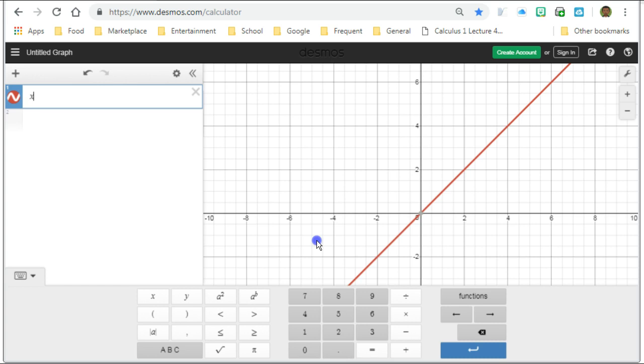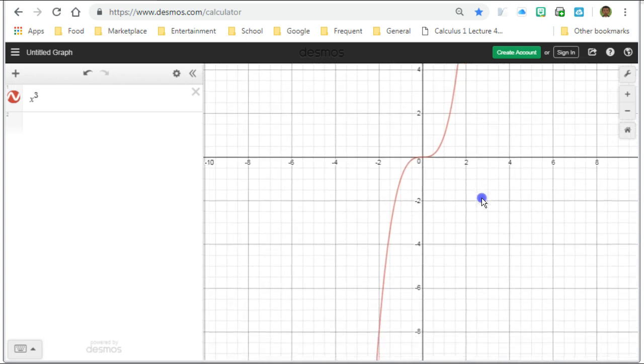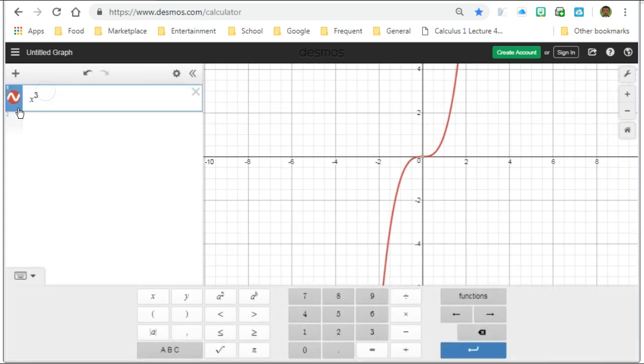If I have x to the third power, this is what your basic odd degree function is going to look like. It turns out that this is going to be the same no matter what the odd power is, and I'm just talking about the end behavior. If I made this the fifth power, notice that the end behavior stays the same. Or the seventh power, the end behavior remains the same.